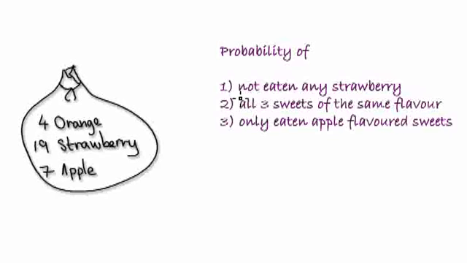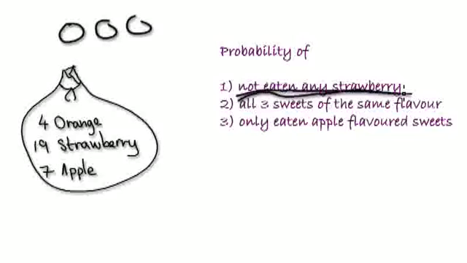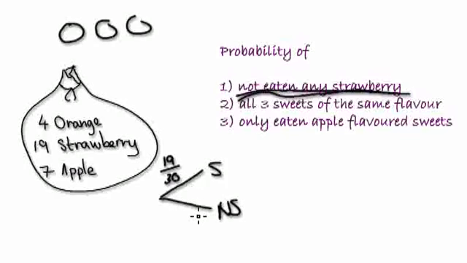Okay, so I'm going to eat 3 sweets at random. What is the probability of me not eating any strawberry flavored sweet? Well, I would draw the diagram like this: strawberry, not strawberry. Strawberry would be 19 out of 30. This one here, not strawberry, would be 11 out of 30.